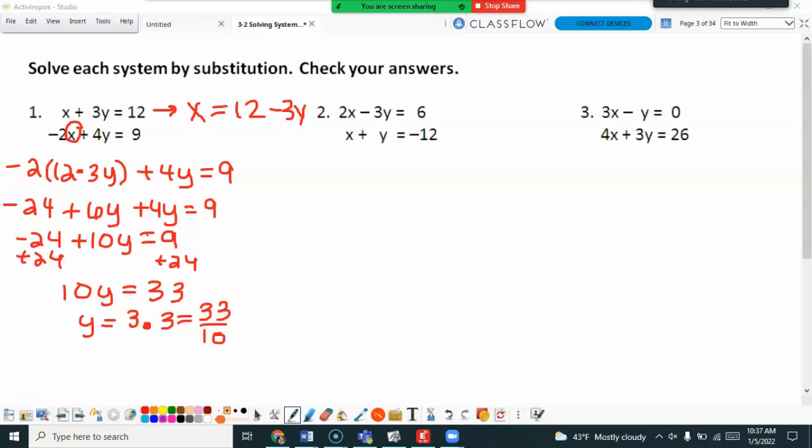So now you have to solve for x using the y you found. So what we're going to do is plug that y back in. So x is equal to 12 minus 3 times 3.3, or 33 over 10. And we get x is equal to 2.1 when y is equal to 3.3.